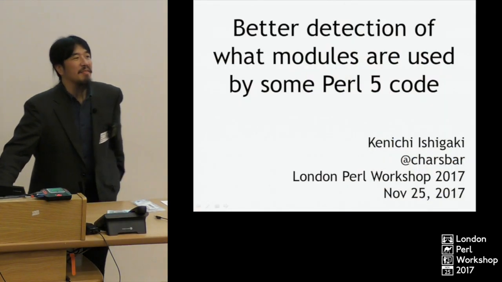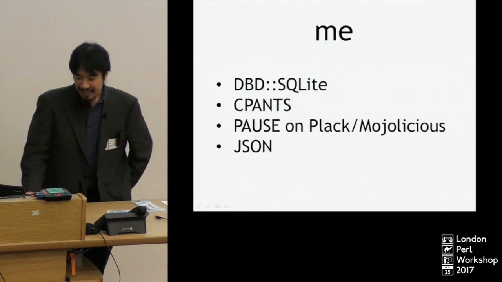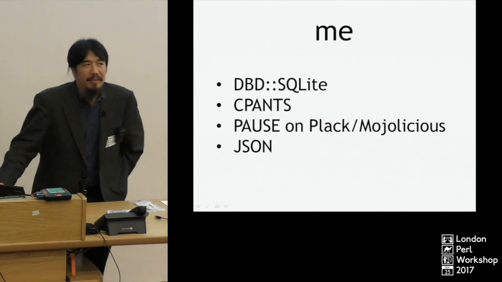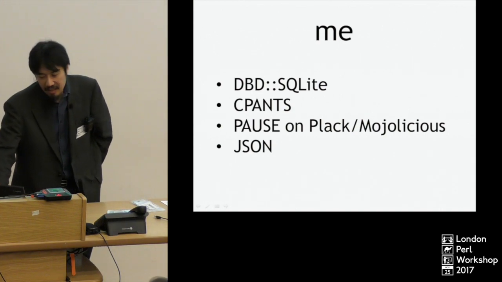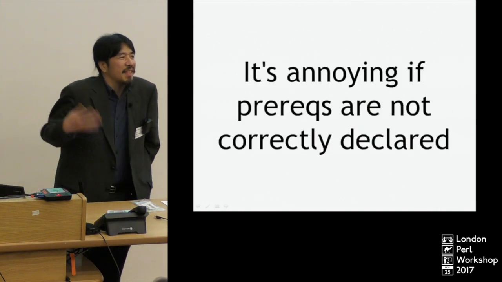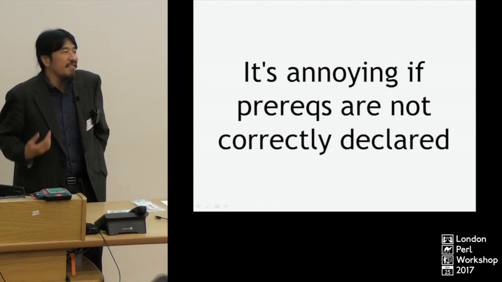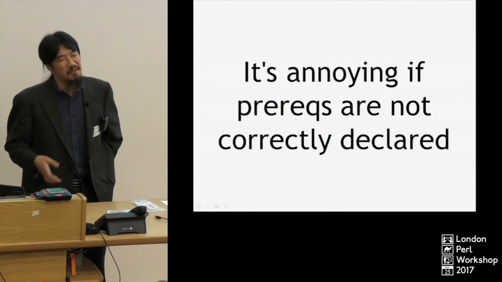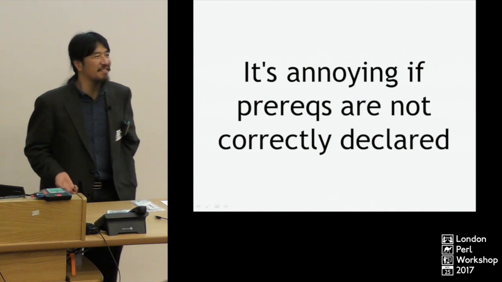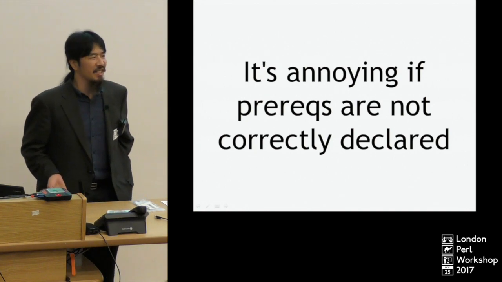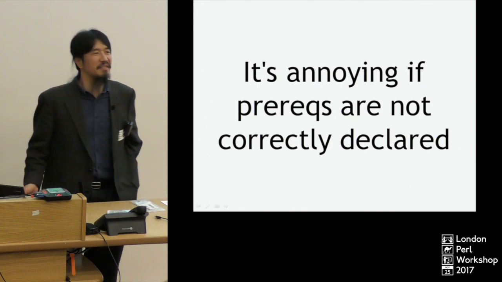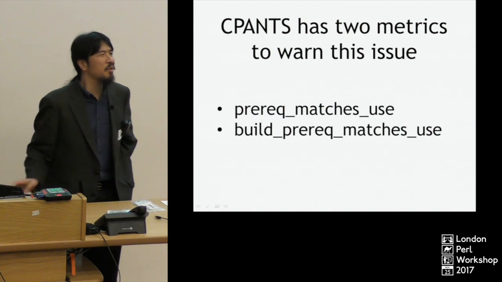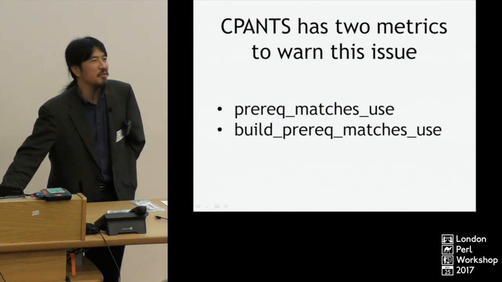So hi, I'm Jasper from Tokyo, and I'm a maintainer of several modules, and today I'm talking about something about CPANTS. So I believe some of you, or most of you, have experienced this disappointment after you come back from a coffee break and find your CPAN installer says installation failed because something was missing. It's very annoying, so CPANTS has 2 metrics to warn about this issue.